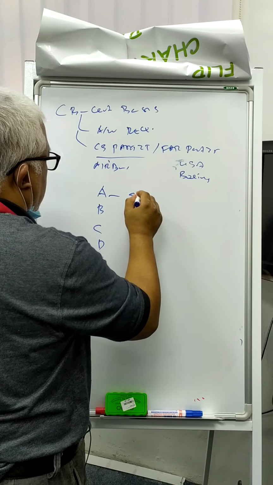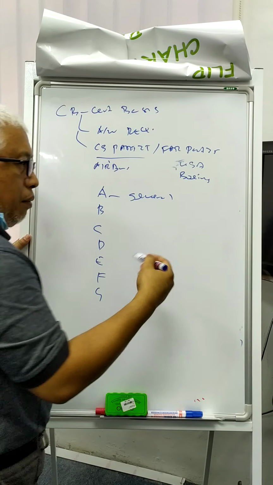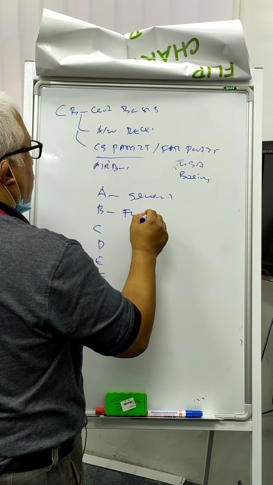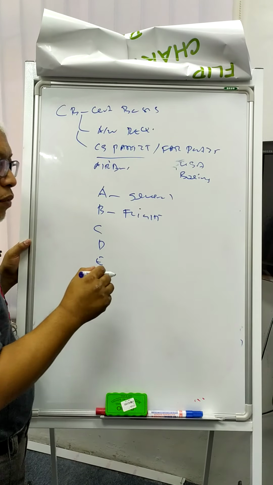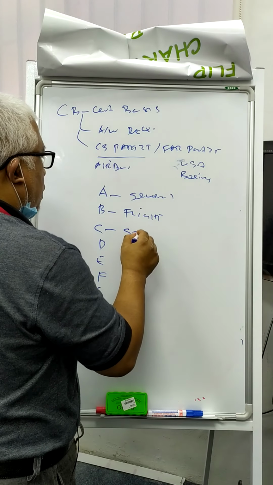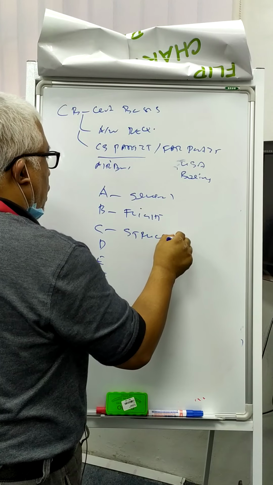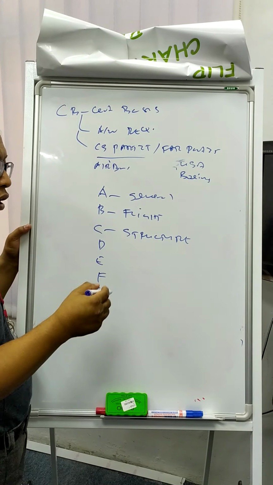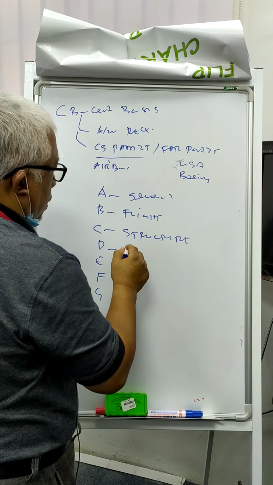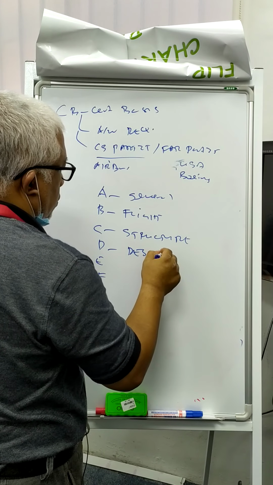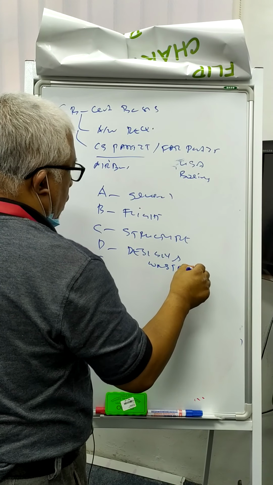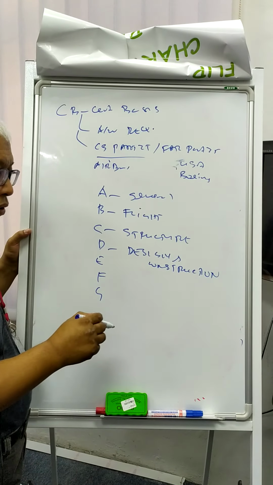A is general, which explains the design requirement. B is flight: anything to do with flight performance, maneuver, stability and control is under B. C is structure: any design requirement for structure, you go to subpart C. Subpart D is design and construction: the design of the aircraft and the fabrication of the aircraft.